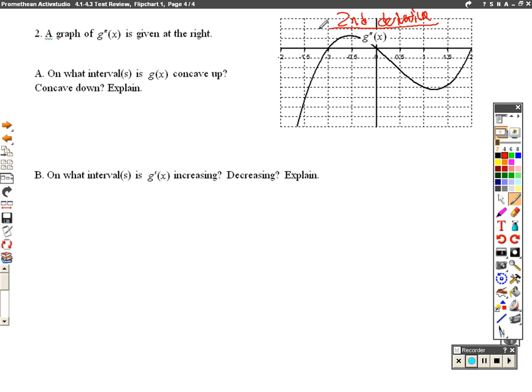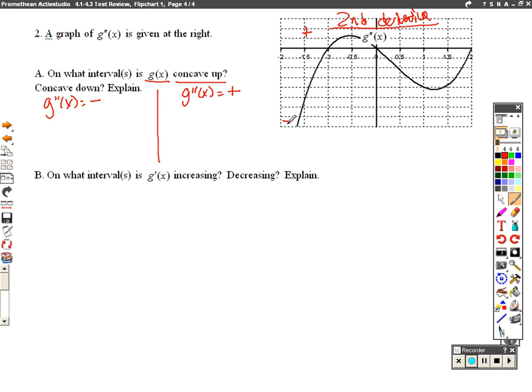On what intervals is the g of x, the actual derivative, concave up? Okay, concave up should make you think that g double prime of x is positive for concavity. And concave down, g double prime of x would be negative. So let's look at this graph. This graph is the second derivative. Positive values are above the x-axis, negative values are below the x-axis.